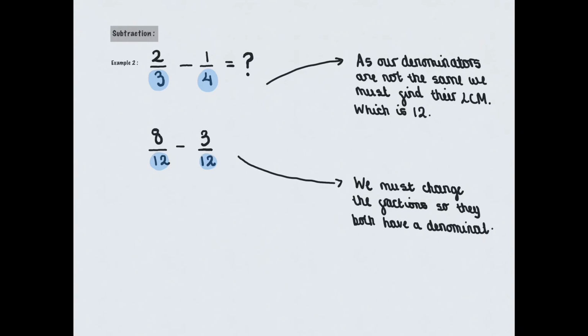And now the final step is just to subtract the numerators while keeping the denominators the same. So finally you would do 8 minus 3 to get 5, and then keep 12, the denominator, the same. So you would get 5 over 12.